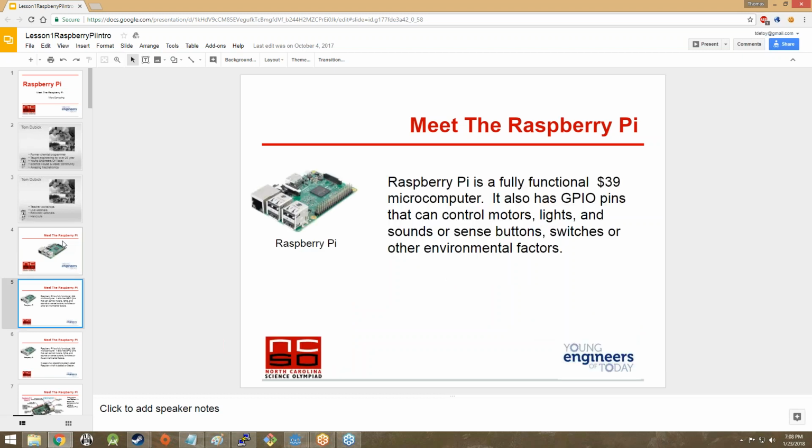The Raspberry Pi, for those who are curious and don't already know, it is a fully functional $39 microcomputer. It also has GPIO pins that can control motors, lights, and sound or sense buttons, switches, or other environmental factors. That's an awkward sentence. So basically, it's a small computer. It's a really tiny computer, hence microcomputer.